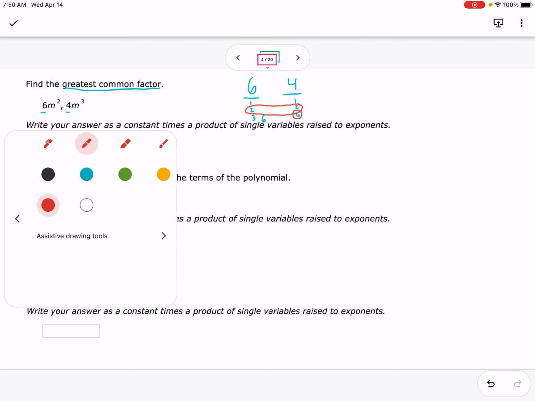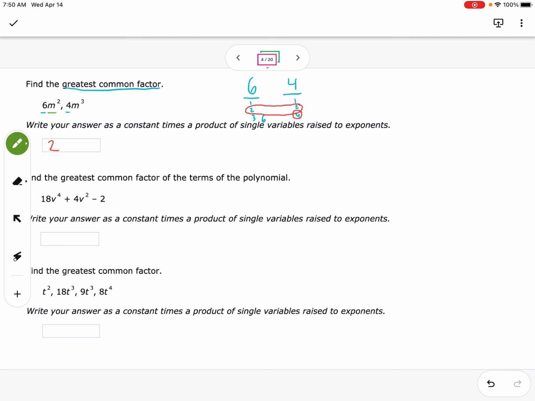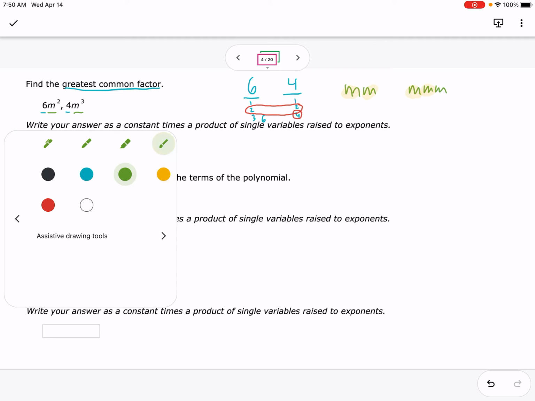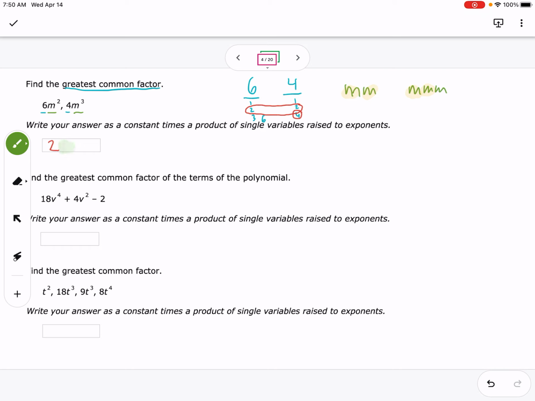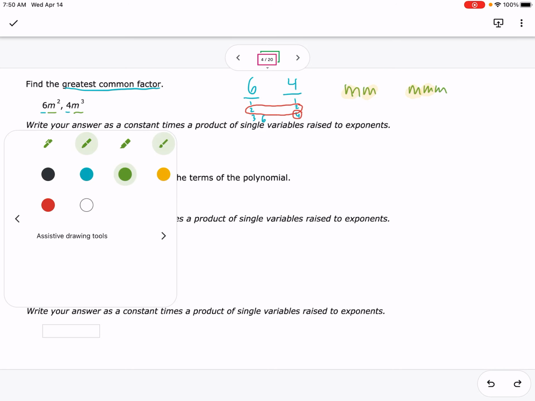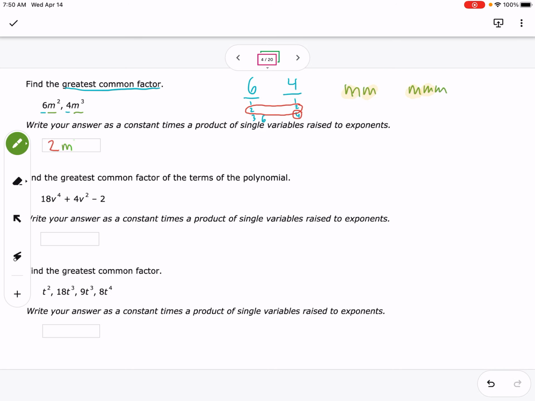Okay, so next I'm going to deal with the variables. So over here I have two m's, right? That's m squared, and this is m to the 3rd power. And so the question is, what's the largest factor that I can multiply to get both of them? And what I notice is that there's an m here and an m here, right? And there's another m here and another m here. So they share these two m's, and that is the greatest common factor, so it's m squared.